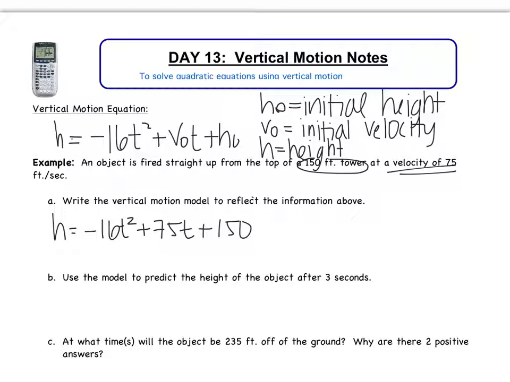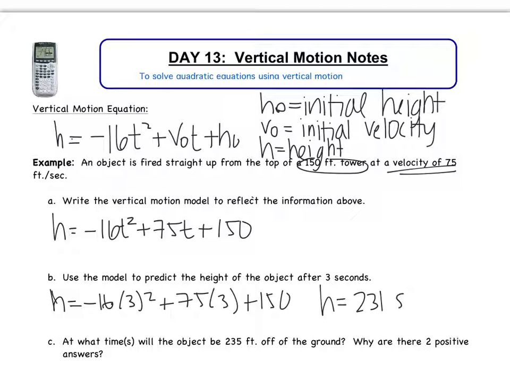So for example, in B, I could ask you to predict the height after 3 seconds. So what you're going to do is you're going to plug in 3. So we have negative 16 times 3 squared plus 75 times 3, add 150. So you're going to be allowed a calculator for questions like this. So when you put this in your calculator, you get the height after 3 seconds to be 231 feet. So after 3 seconds, whatever this object is at 231 feet.